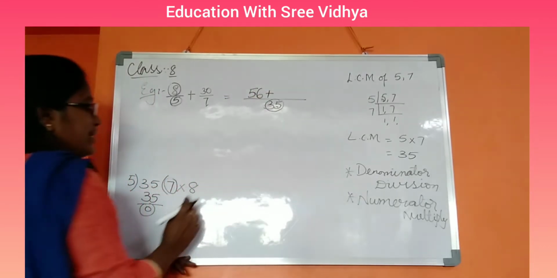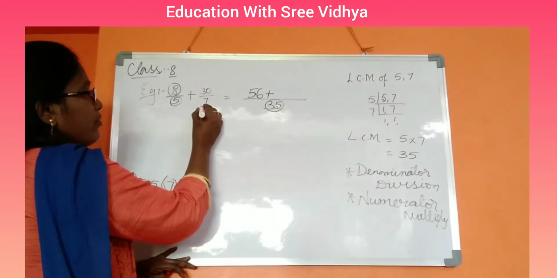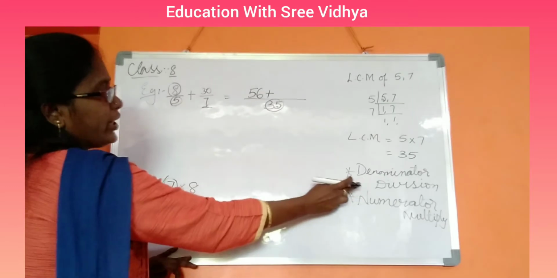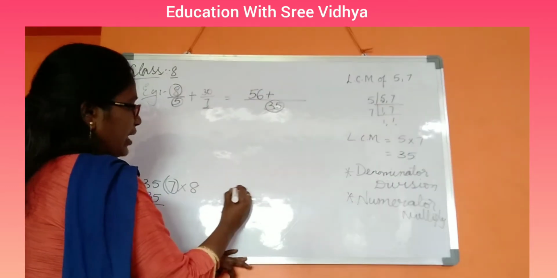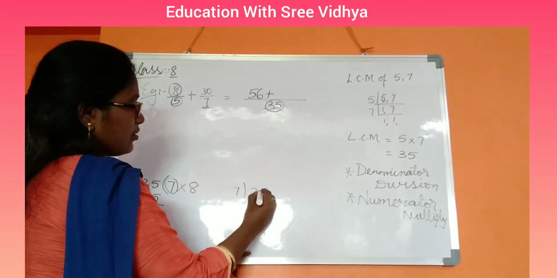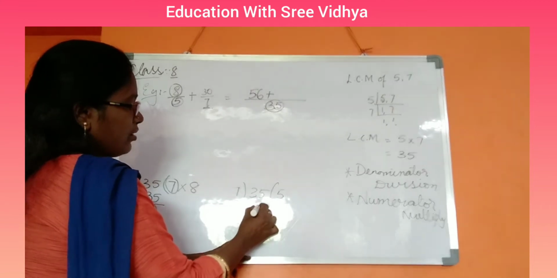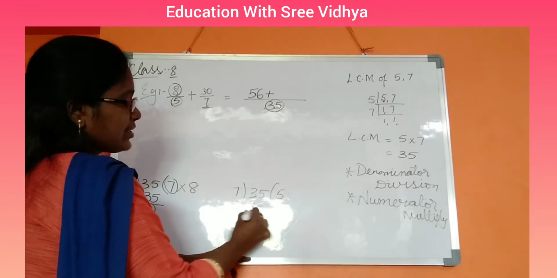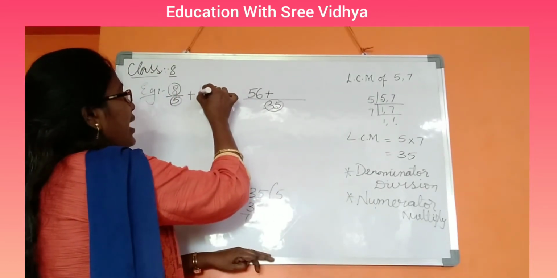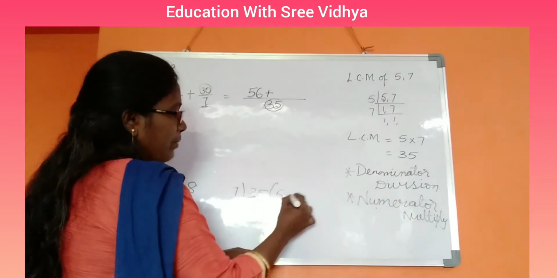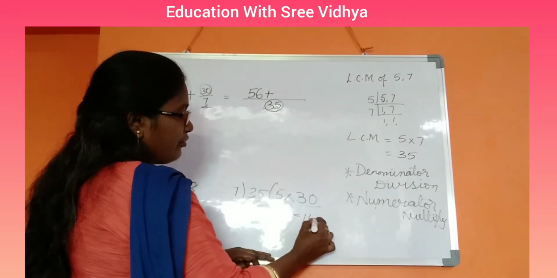Plus, the same procedure is applied for the second term also. The denominator should be divided, 7 and 35 to be divided. 7 5s are 35. And what is the next one we need to do? The numerator to be multiplied, and this 30 to be multiplied. Now 35s are 150.